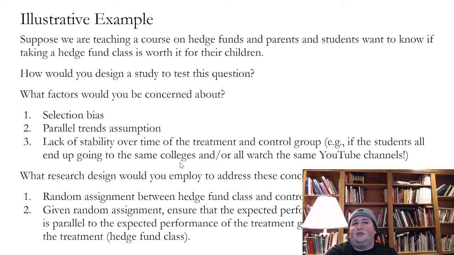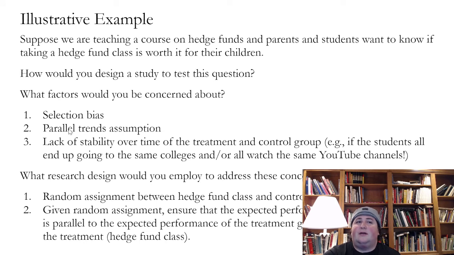Well, if the parents are choosing to put their students in a hedge fund class, you might be concerned about selection bias, right? Maybe they work in finance, and they themselves are hedge fund managers, so they're putting their students into a hedge fund class. If they run a hedge fund, maybe their income is quite high, and so they're going to pass that along to their children. And if their children's income is higher later in life, you don't know if it's because of the hedge fund class or because the parents chose the class. That's the selection bias issue.